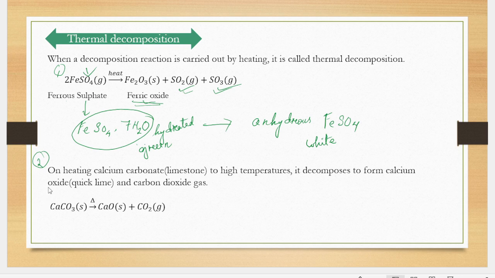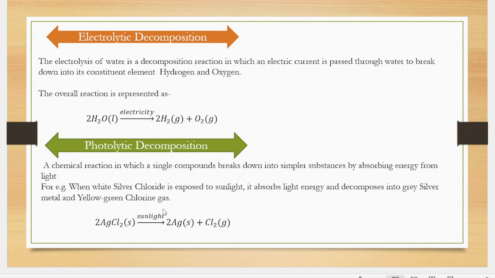Next one, you see here on heating, when we heat calcium carbonate, that is the limestone, to high temperature. When you heat calcium carbonate to a very high temperature, it decomposes to calcium oxide, which is called a quicklime, and carbon dioxide gas.